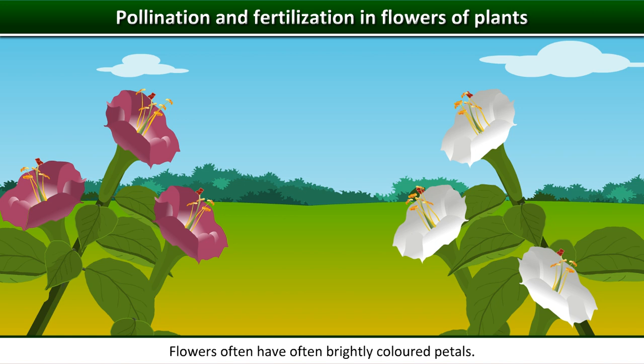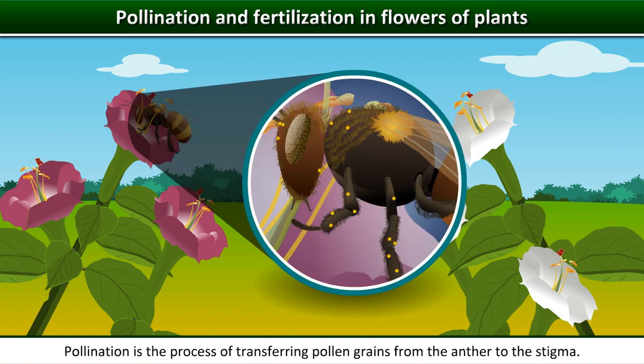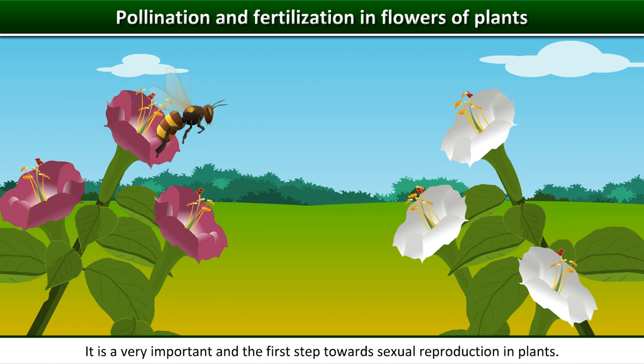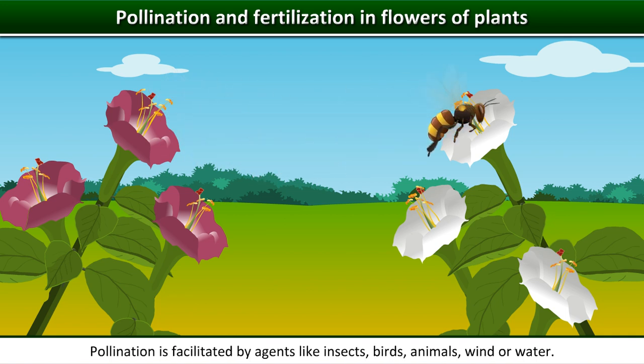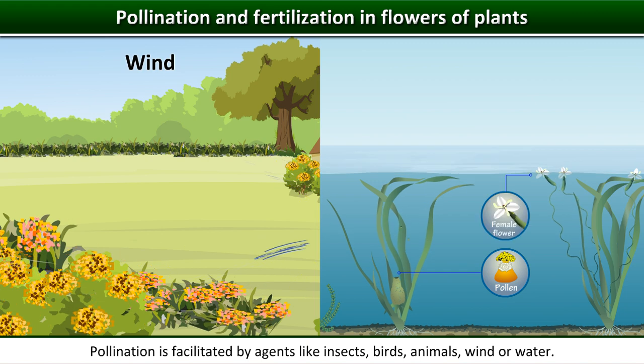Flowers often have brightly colored petals. These petals attract insects for pollination. Pollination is the process of transferring pollen grains from the anther to the stigma. It is very important and the first step towards sexual reproduction in plants. Pollination is facilitated by agents like insects, birds, animals, wind, or water.